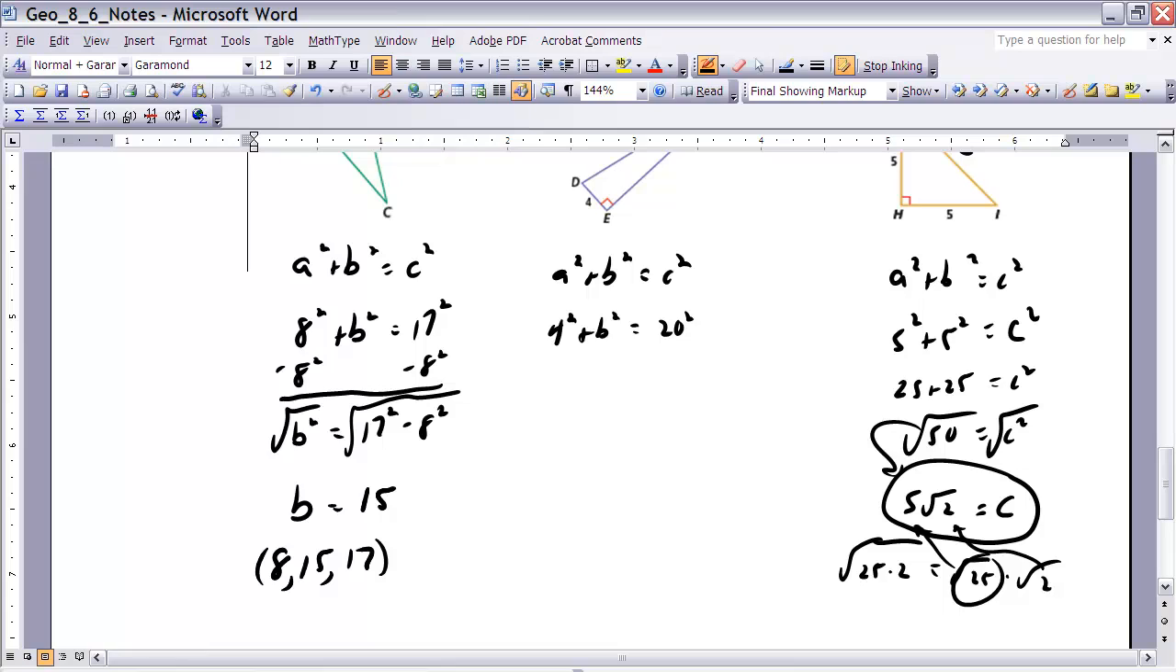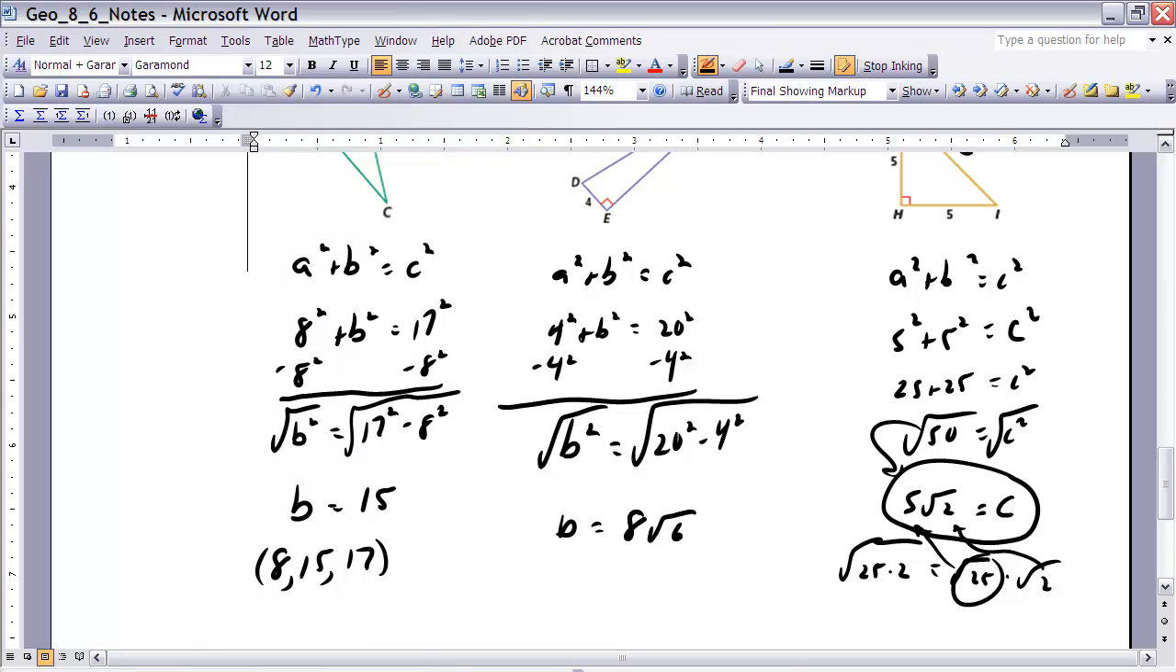Okay. The last one, I'm going to do the same thing. I'm going to subtract 4 squared from both sides, which leaves me b squared is equal to 20 squared minus 4 squared. And then I'm going to take the square root of that to find b. If I plug that into my calculator, I come up with 8 times the square root of 6, which is also approximately 19.6.